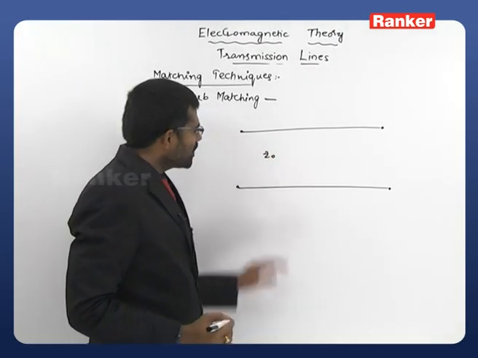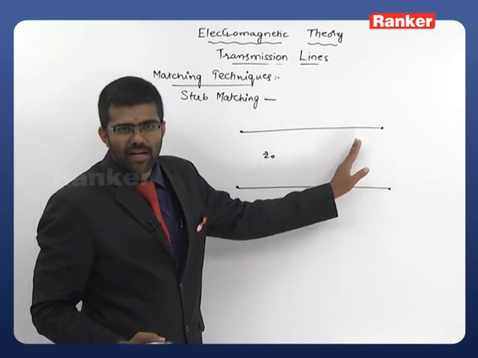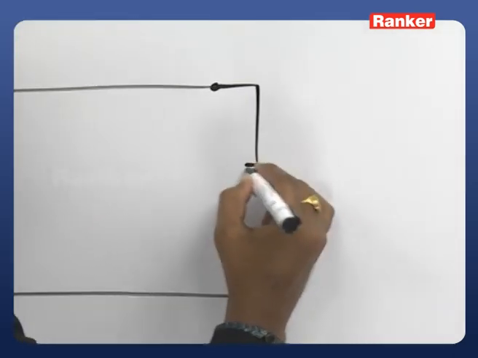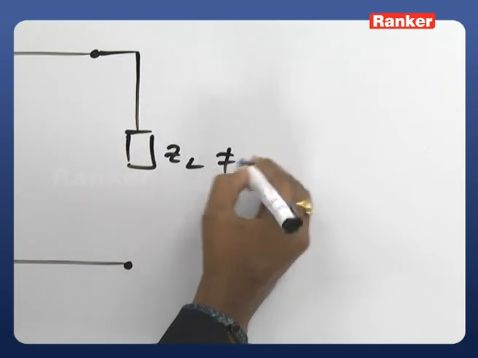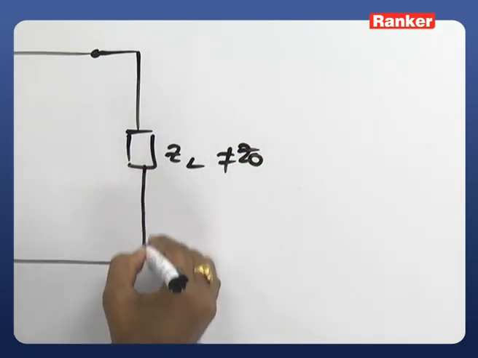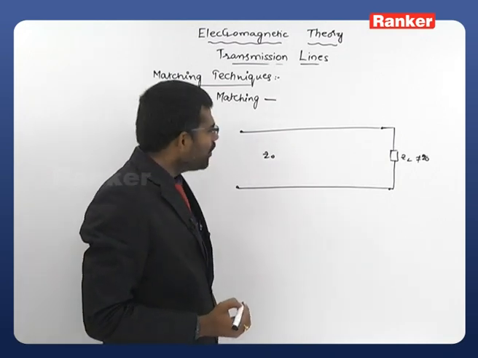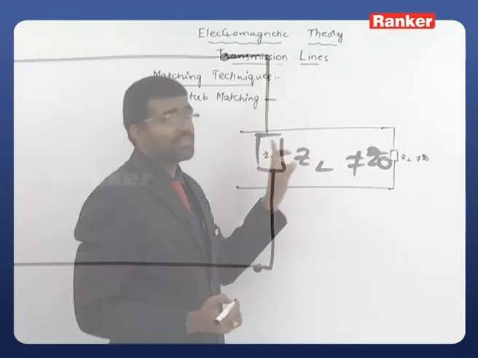Let us take a main transmission line with characteristic impedance Z0, and here I am going to connect a load ZL which is not equal to Z0. Therefore, obviously you will have some reflections, right? My main motto is to match this ZL with Z0.